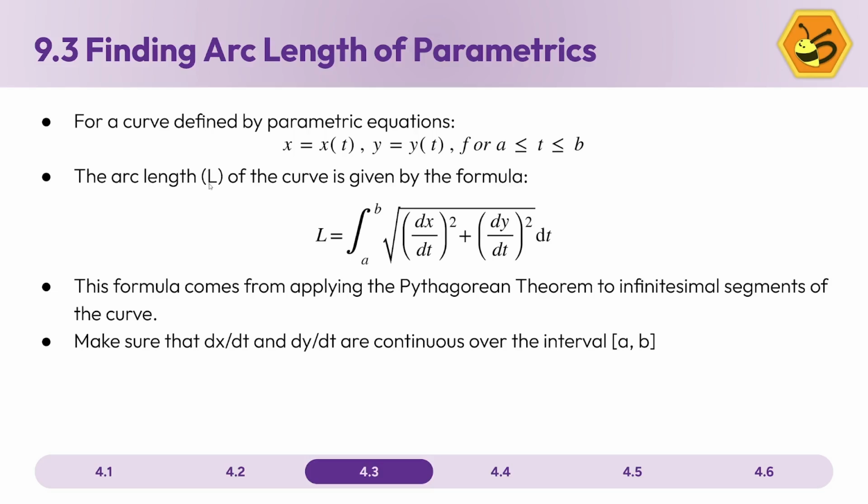So our arc length, most of the time given by a variable capital L, is given by the integral of the square root of dx dt squared plus dy dt squared. And this formula, we can derive it by using the Pythagorean theorem on infinitesimal segments of the curve. Yeah, I can't really pronounce that. But basically we're just doing very small Pythagorean theorems and then summing them all together. And then one more thing, we just want to make sure that our dx dt's and dy dt's are continuous. And yeah, that should be our only condition for arc length.